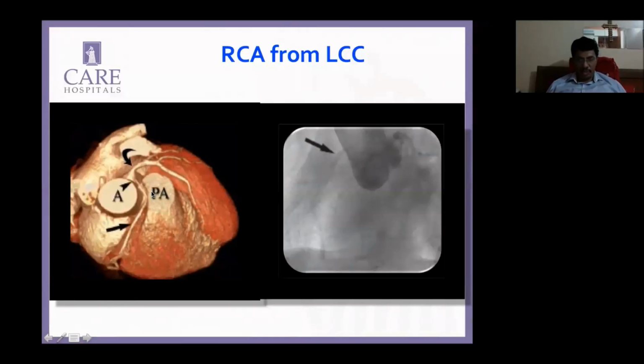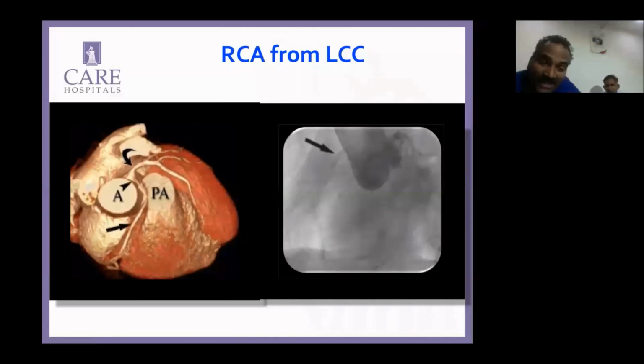Sharat, your thoughts from there? Yes, sir, I accept that. But you can identify whether the artery is compressing or not. In these patients, you have to take an RAO cranial view, the view which we never use for the right coronary artery. In that view, you can at least see whether the artery is getting compressed during systole or not. No other view you can see that.